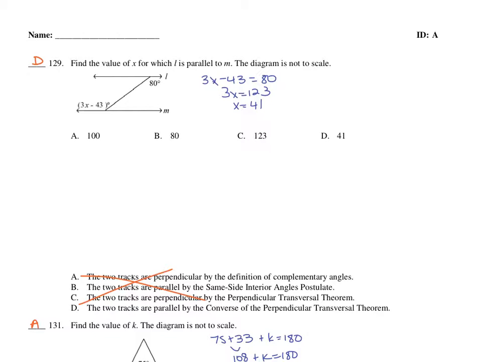129. These are alternate interior angles. 3x minus 43 would equal 80 and x would equal 41. Under there, I erased the question but forgot to erase the answers. That may have confused you. Just cross right through those, okay?